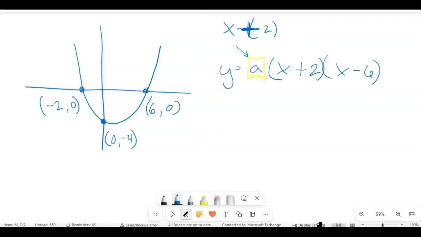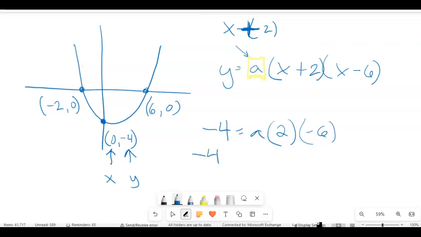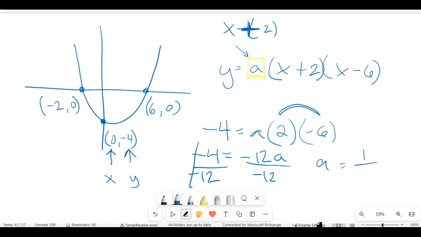So this is x, this is y. So I need to write this as negative 4 equals a times 0 plus 2 is 2, 0 minus 6 is negative 6. These are all being multiplied. So I have negative 4 equals 2 times 6 is negative 12, so that's negative 12a. And now I want to get a all by itself, so I'm going to divide by negative 12. And then this will become positive, but a equals 1/3. It's going to be a fraction.